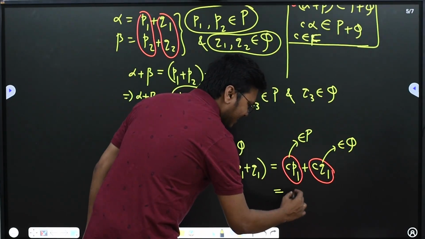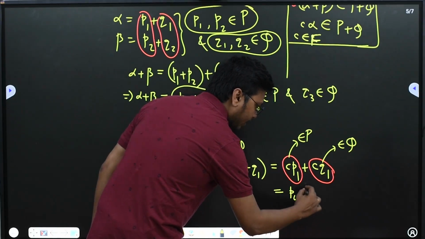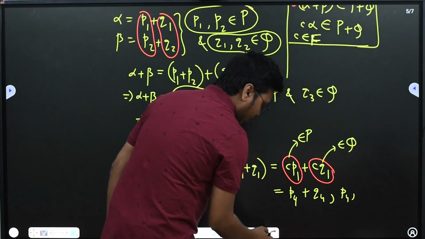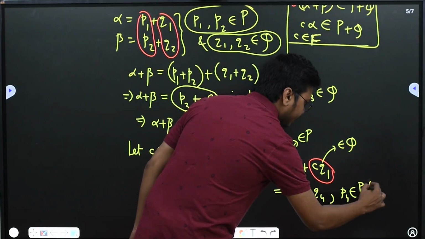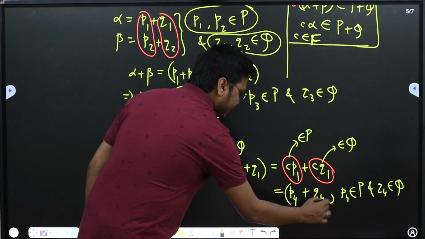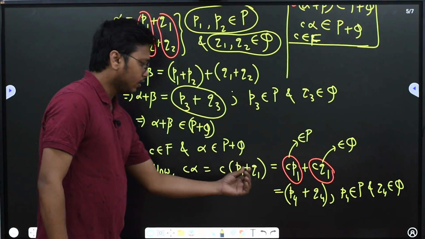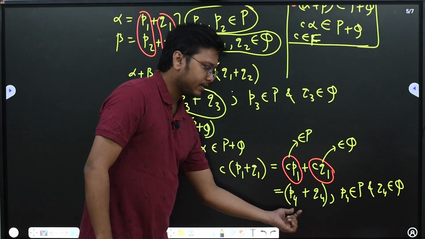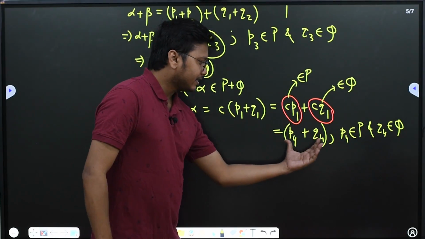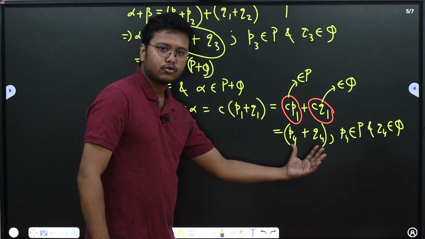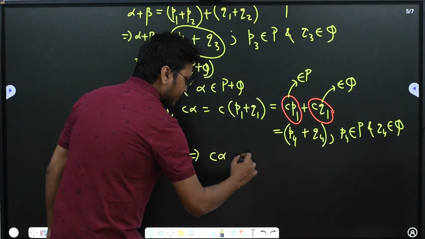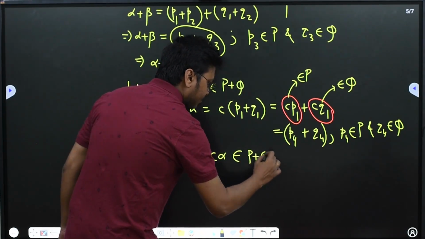So I can just name this as P4 and I can name this as Q4, where P4 belongs to capital P and Q4 belongs to capital Q. So again you can see that C into alpha looks like some element of P plus some element of Q. So that again satisfies the criteria that this belongs to the capital P plus Q set. So I can say that this implies C alpha belongs to P plus Q.